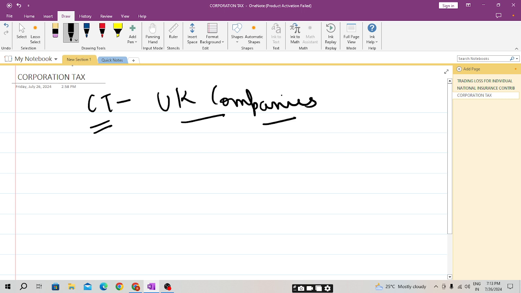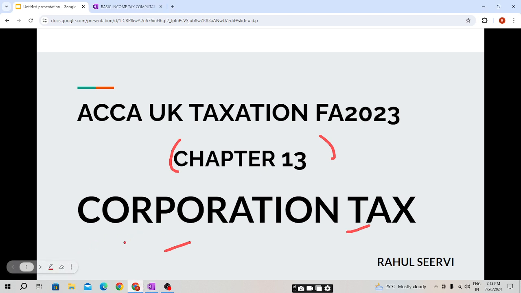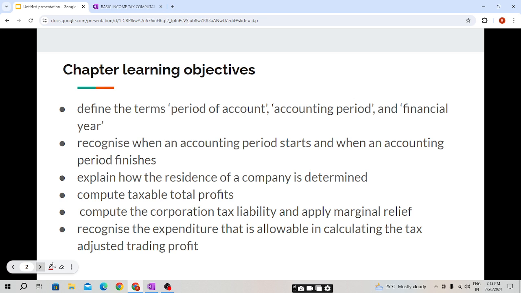Now in our today's session we will also be covering which are the companies known as UK companies, or whether the company is a UK resident or not. So students, as we have discussed that corporation tax will be paid by companies, now moving forward to the chapter learning objectives. Define the term period of account, accounting period and financial year. So first we will discuss what the terms period of account, accounting period, and financial year mean.